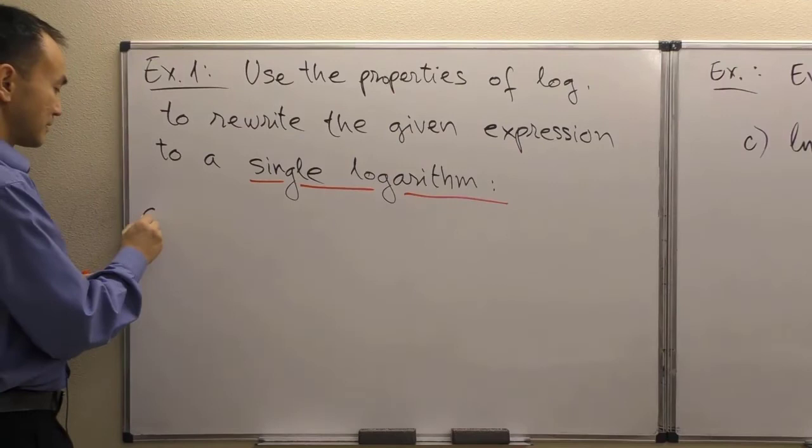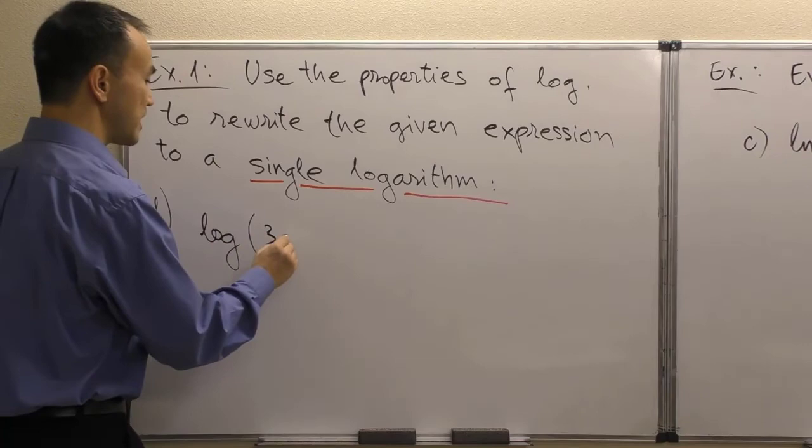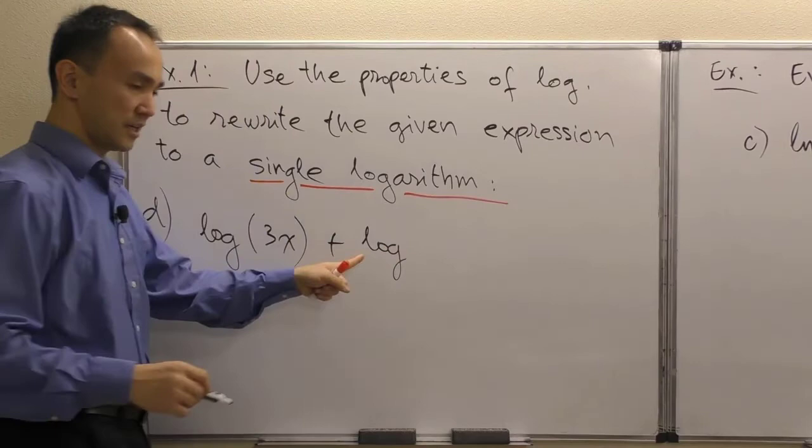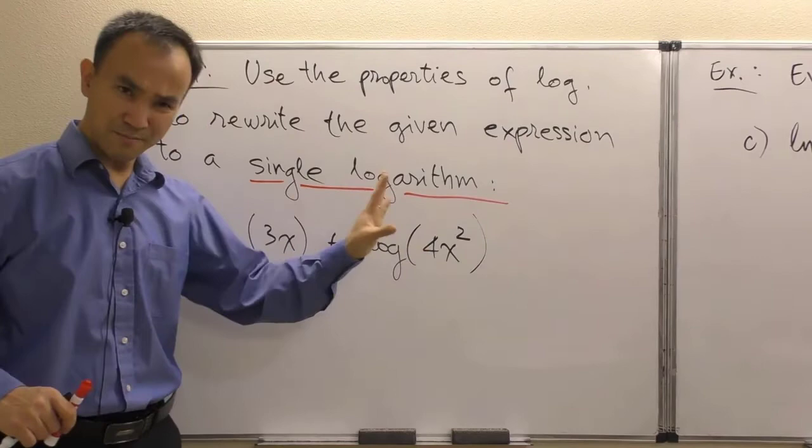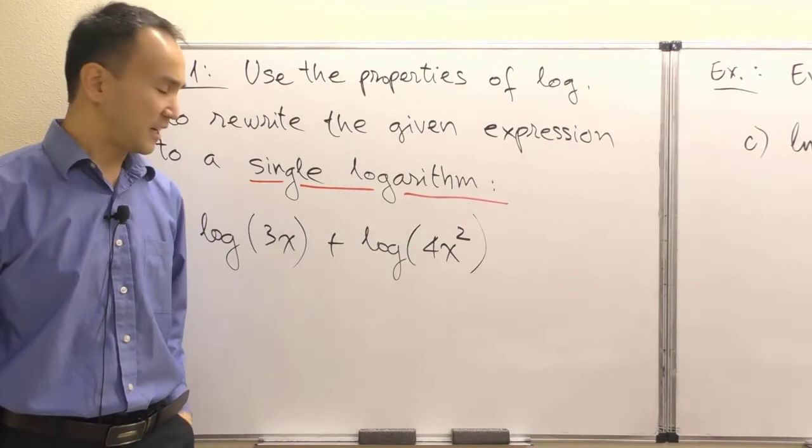Part D of the example. So how about we look at log of 3x plus a logarithm, this is log base 10, of 4x squared, log base 10 again. We have two terms. Once again, I found this problem from a textbook.